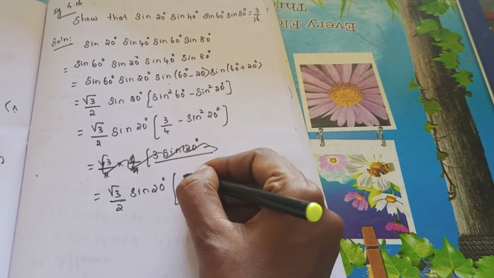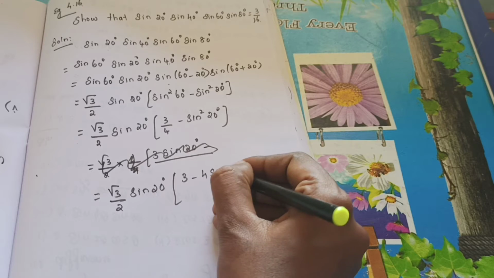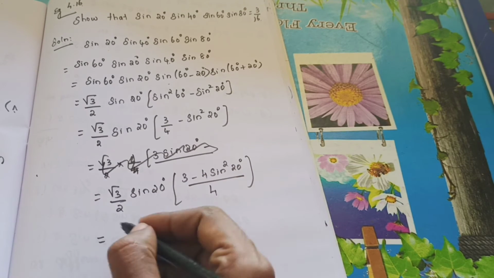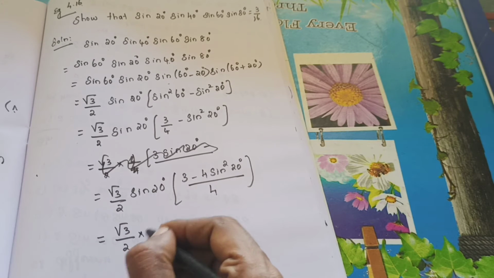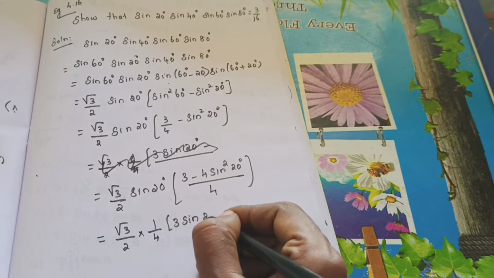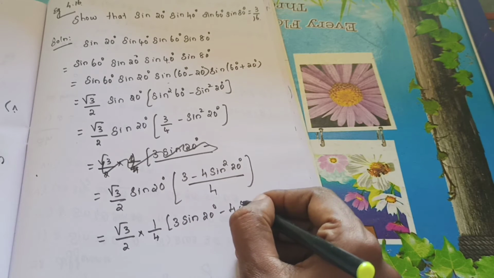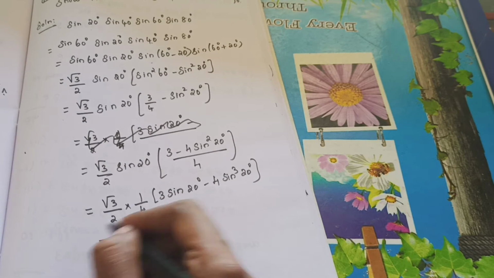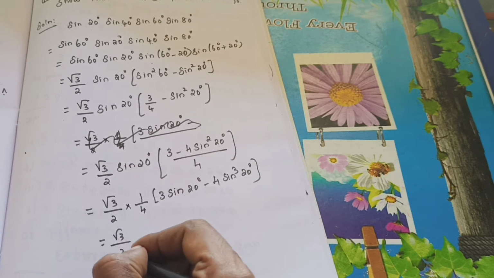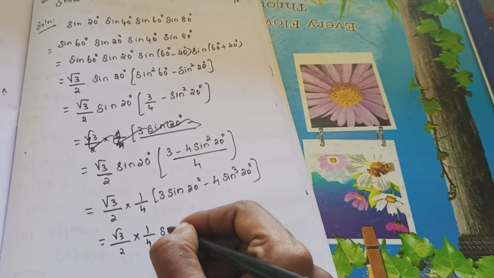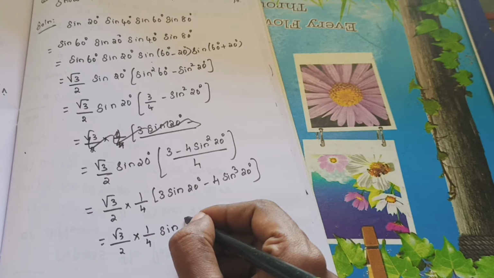First you take the LCM, that is (3 minus 4 sin square 20 degree) divided by 4. Then you bring outside root 3 by 2 into 1 by 4. Multiply inside: 3 sin 20 degree minus 4 sin cube 20 degree. What's the formula? Last problem I taught that same formula. So that same formula, sin 3θ, correct?